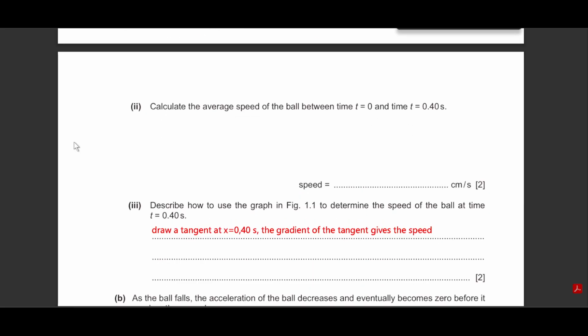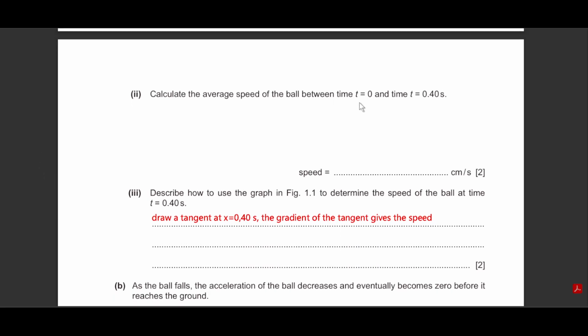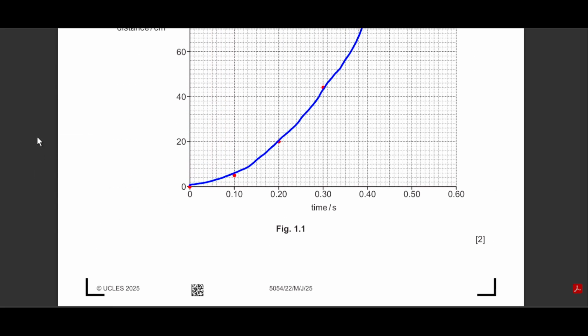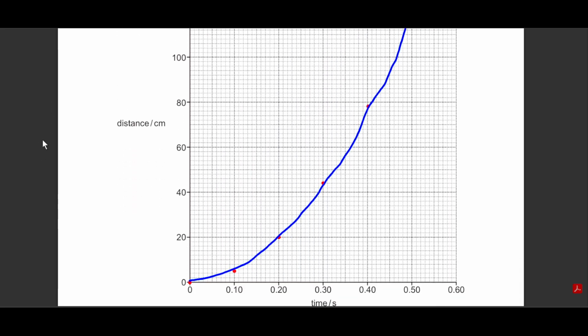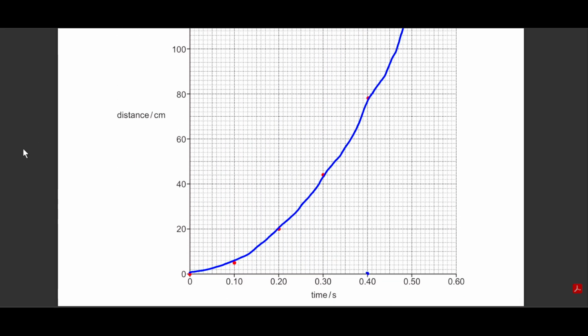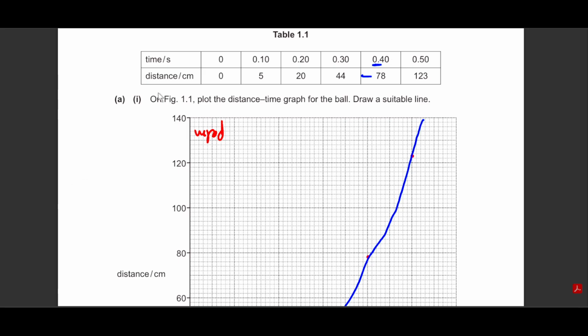Next question. Calculate the average speed between T0 and T0.4. Since we're supposed to find the average speed, that will be total distance. In physics, when it's about average, you just add total into the formula, divided by total time. Writing the formula is absolutely necessary. The total distance covered in that time period, up to 0.4, from the graph is 78 centimeters.